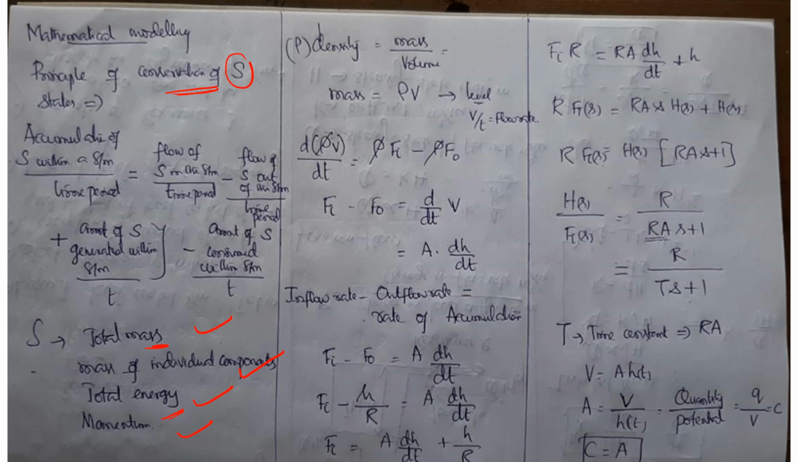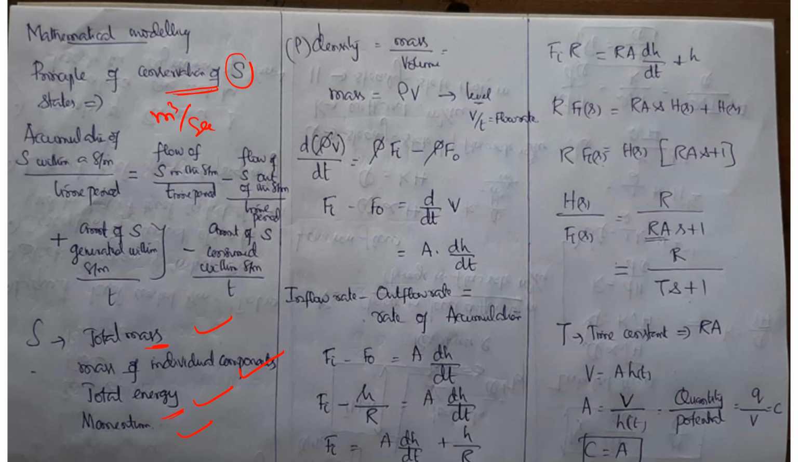So accumulation of mass within a system. If you take any system, how much mass is accumulated with respect to time, that is equivalent to flow of mass into the system with respect to time. So how do we say flow of S? We know that meter cube by second, so this is the flow of mass. I'll tell you in detail in the next slide.